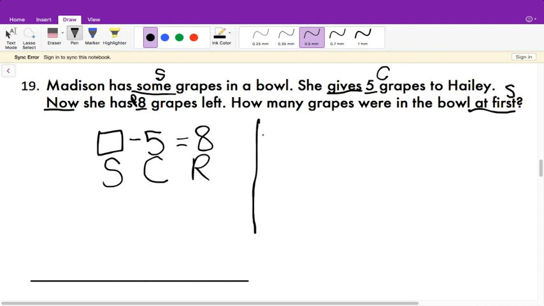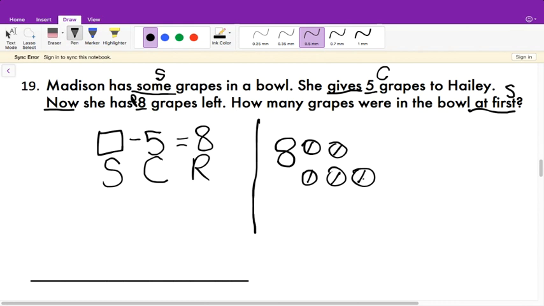So what I'm going to do is start from 8, and I will count up 5 more. So I'm going to count 1, 2, 3, 4, 5. And then I'm going to count on from 8 and add these 5 to find our answer. So I'm going to do 8, 9, 10, 11, 12, 13.